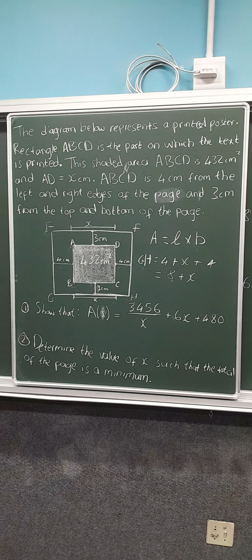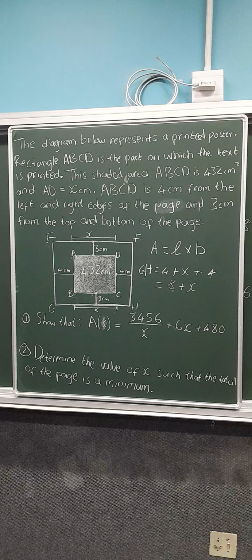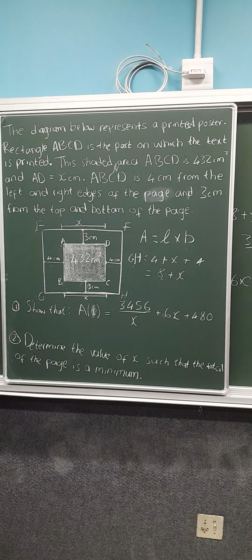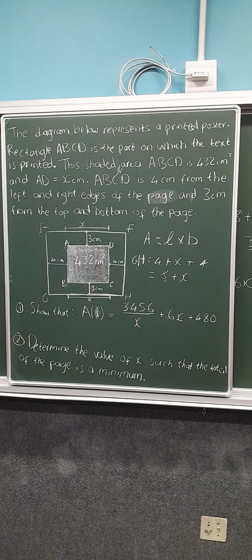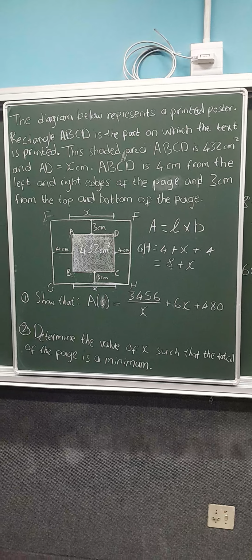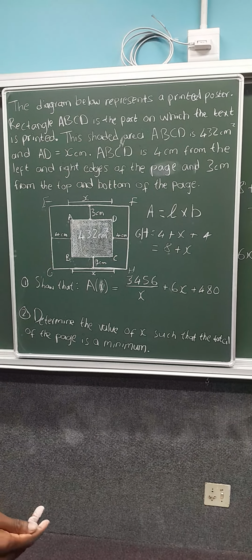Okay, so now the second question is to determine the value of x such that the total area of the page is at minimum. So now we need to think of, this is calculus, we need to think of cubic functions. We ask ourselves, where is our function minimum, and where is it maximum? So how do we find the minimum point and how do we find the maximum point?